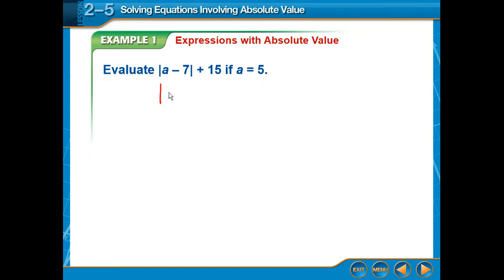So if I put in here 5 minus 7, because I said a is 5, so I'm putting that in for a. So 5 minus 7 plus 15. 5 minus 7 is negative 2, plus 15. So negative 2, absolute value: negative 2 is 2 spaces away from 0. So it becomes 2 plus 15, which is 17.